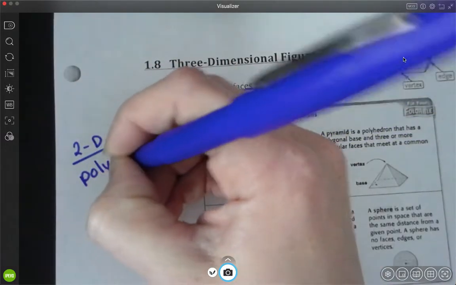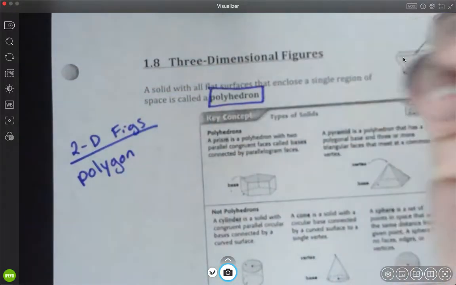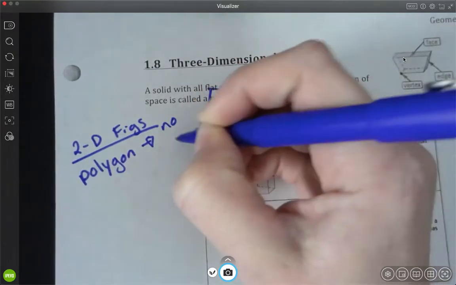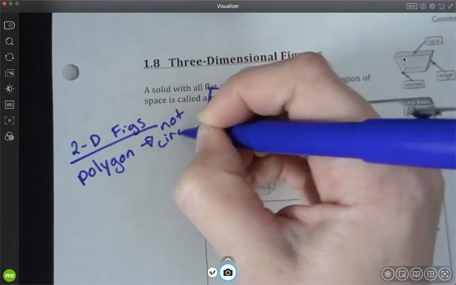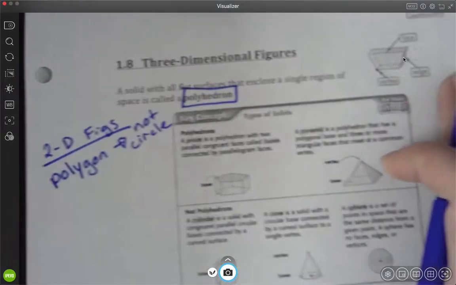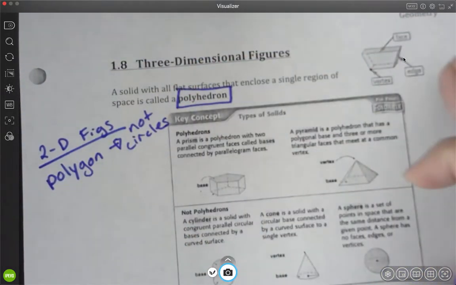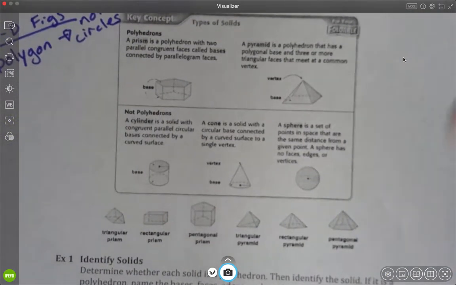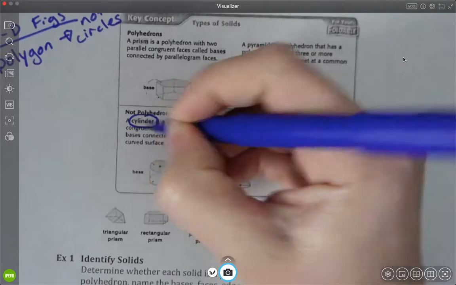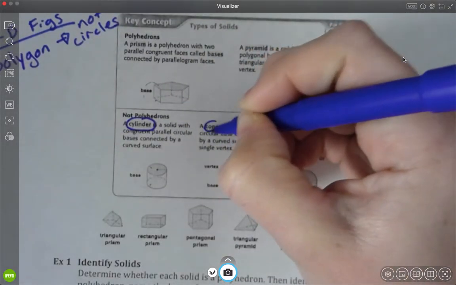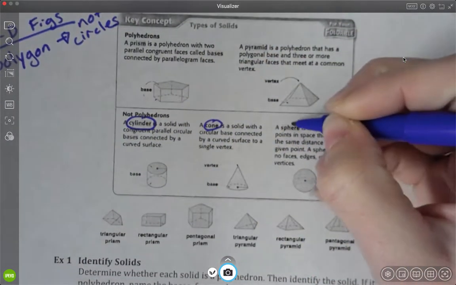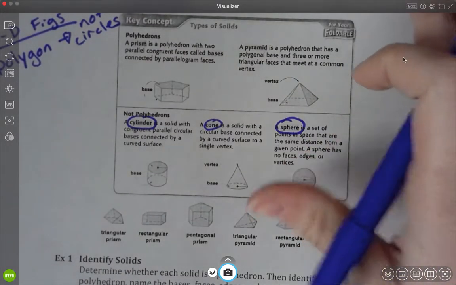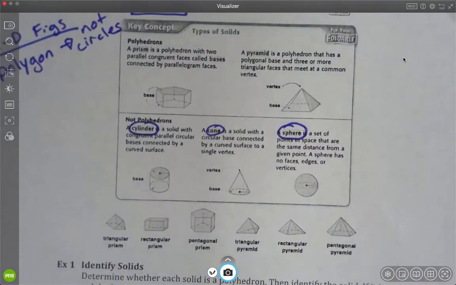Jerome, thanks for your help. Polygon. Jerome's already had this lesson. So they are polygons. Now, polygons, if you remember from the other day, are not circles. So they are not rounded things. Same thing with polyhedrons, kind of, except polyhedrons are not cylinders, because cylinders have rounded edges. They are not cones, because cones have rounded edges, and spheres, because spheres are rounded. Okay, so these are non-polyhedrons, although we will talk about them because they are special.